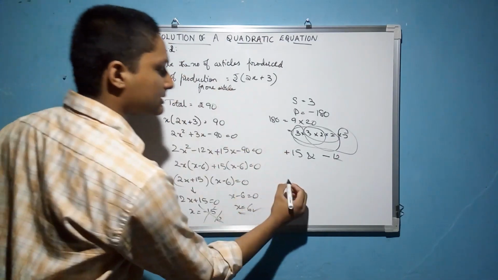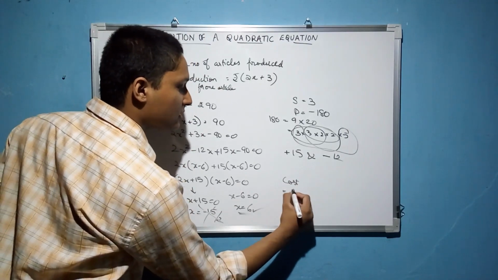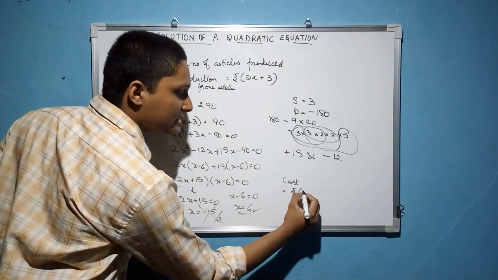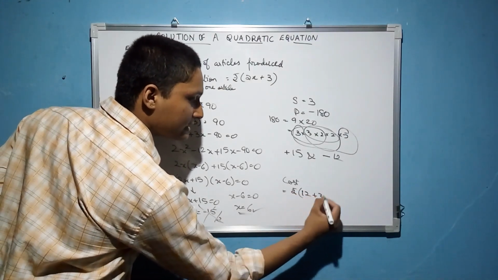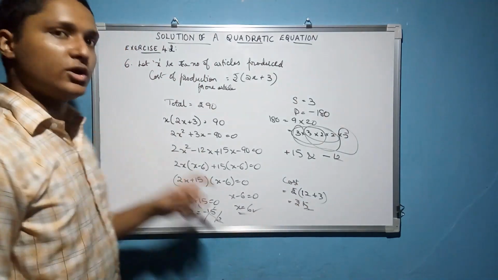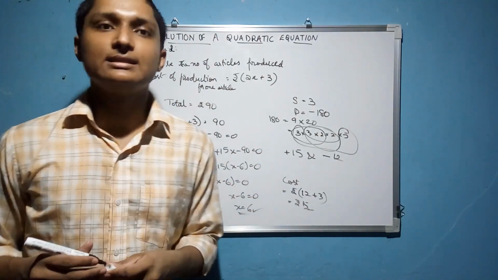So the cost of the production. We are asked to find the cost of the production. Therefore the cost is going to be rupees 2 into 6 plus 3. 2 into 6 is 12. 12 plus 3 is going to be 15. Therefore the cost of production of one article is going to be 15. So the total production cost was going to be rupees 90.